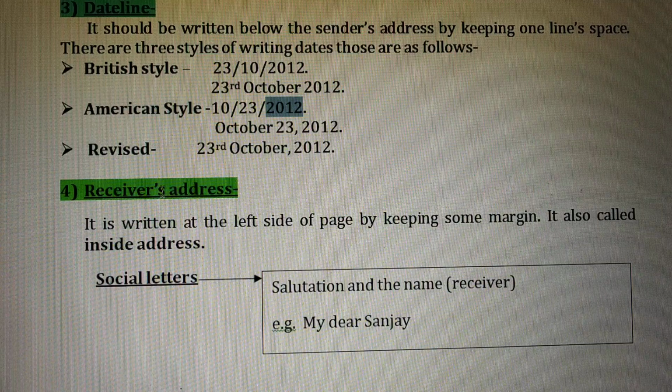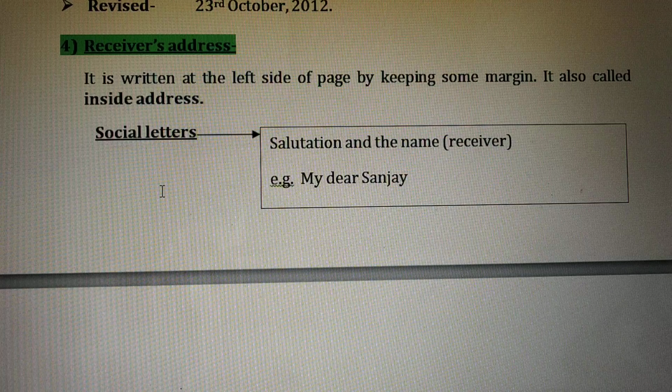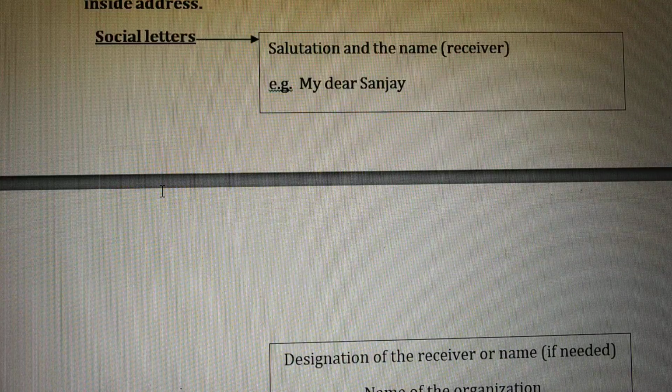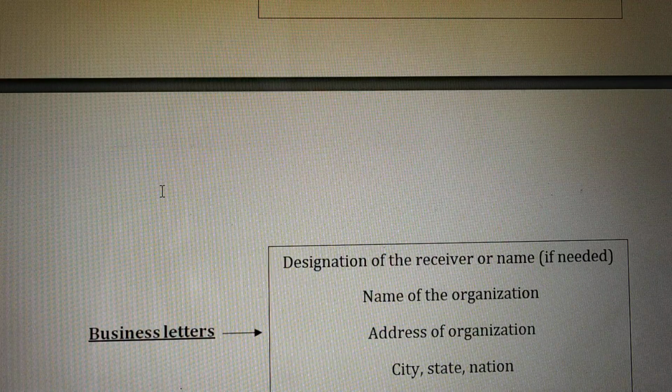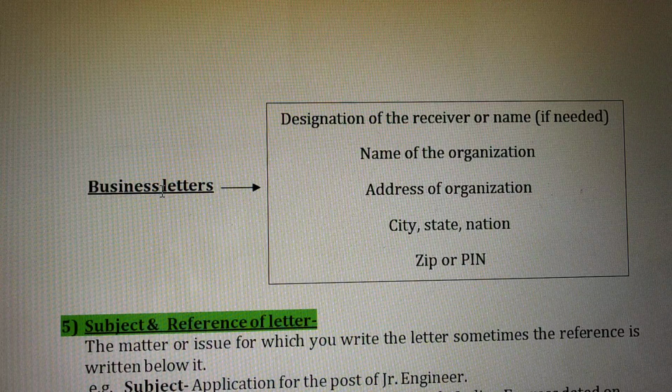Next, the receiver's address. In social letter writing, "Dear", whatever you like, there is no such rule to write a social letter or personal letter. There are no rules. You can write according to your wish. But when you are going to write a business letter, the receiver's address will be like this: the designation of a person. For example, if you are writing a letter to a particular person like the principal, then the college name, address, state, pin code; these details are required.